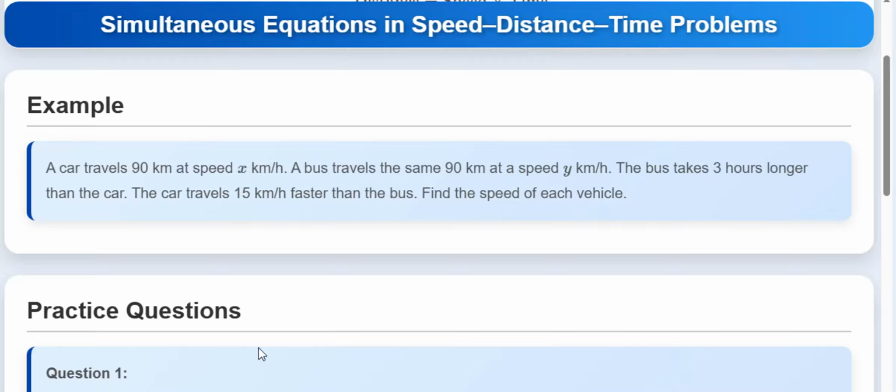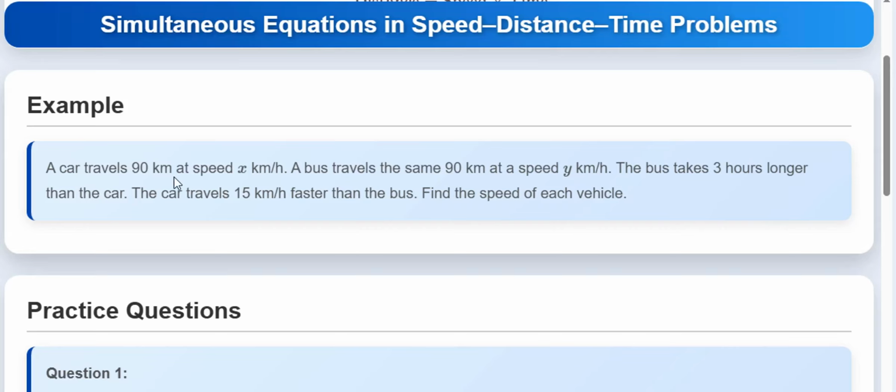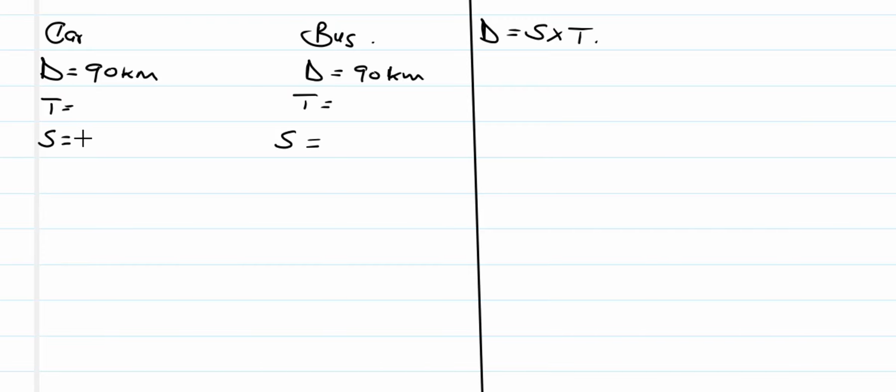So I'm going back to the question. You can see a car travels 90 kilometers, and then also a bus travels the same 90 kilometers. So both vehicles travel the same distance, which is 90 kilometers, like this. Then you are told the speed of the car is x kilometers per hour, and the speed of the bus is y kilometers per hour. So I already know the speed of each of them.